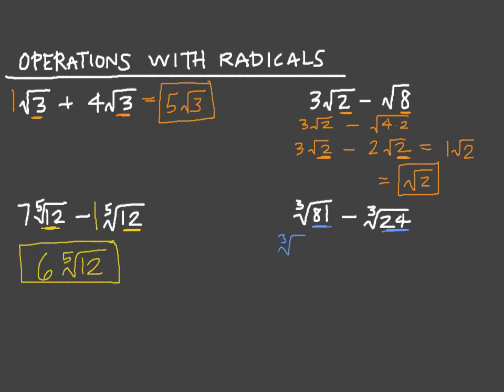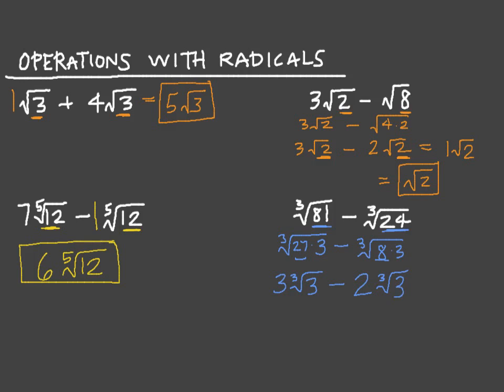So, trying to simplify the cube root of 81, the biggest perfect cube I can think of that goes into 81 is 27, and it goes in 3 times. And the biggest perfect cube that goes into 24 that I can think of is 8, and that goes in 3 times. Okay, so we pull out these perfect cubes, 27 and 8. The cube root of 27 is 3, and the cube root of 3 stays behind. And the cube root of 8 is 2, and the cube root of 3 stays behind.